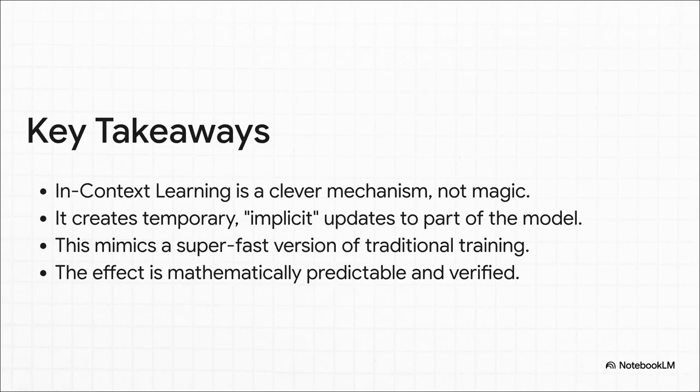So, to wrap this all up, what have we learned? Well, in-context learning is not magic. It's a really clever mechanism. It works by creating these temporary implicit updates to a part of the model. And this whole process acts just like a hyper-fast version of traditional training. Best of all, this whole effect is mathematically predictable, and now it's been experimentally proven.